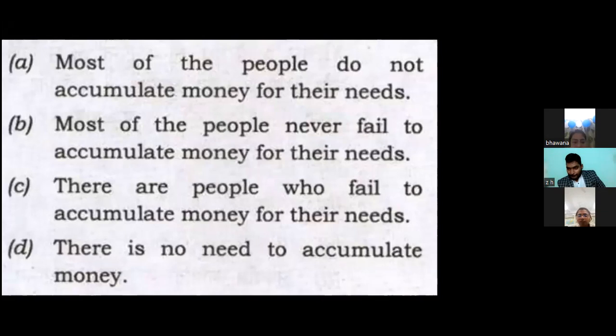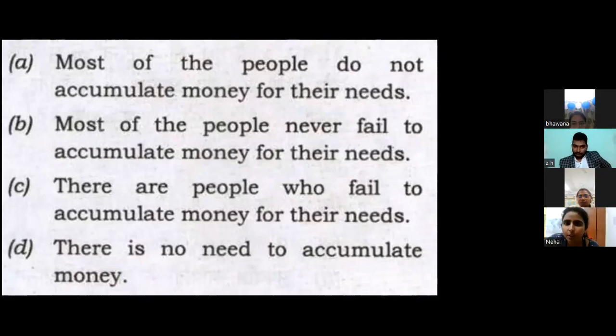The C option, I think C. Who is this? Tell me your name. Neha. Option C seems to be correct. Why is that? Because, sir, going with statement 1, most of the people do not accumulate money for their needs. To say most of the people do it or don't do that, we need to know a lot of people.